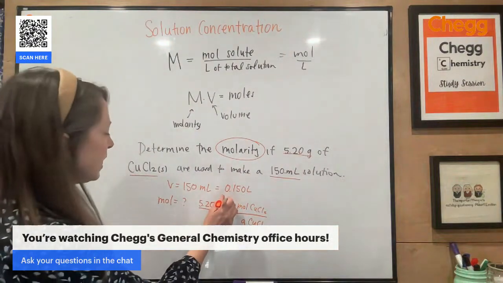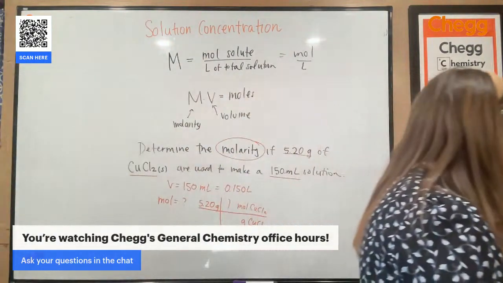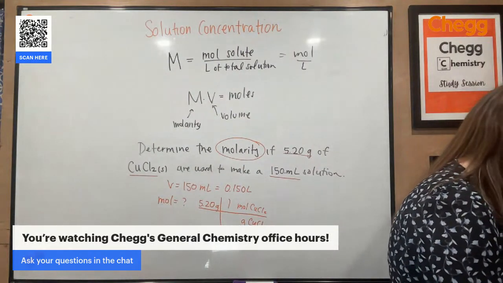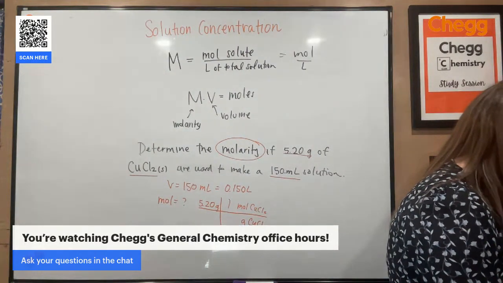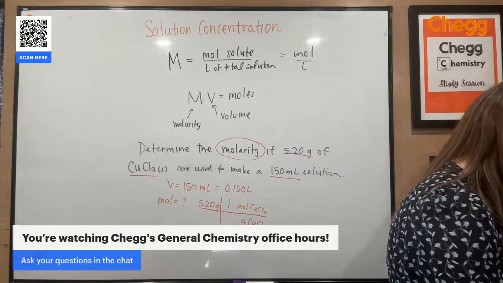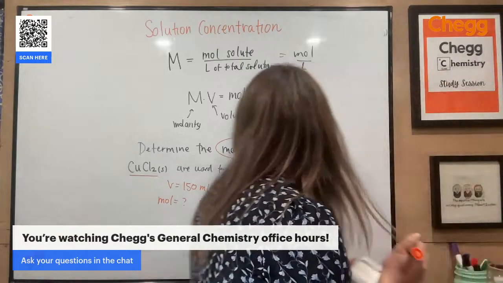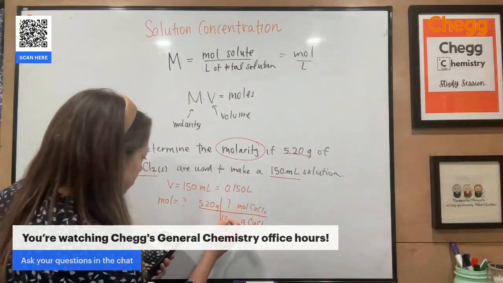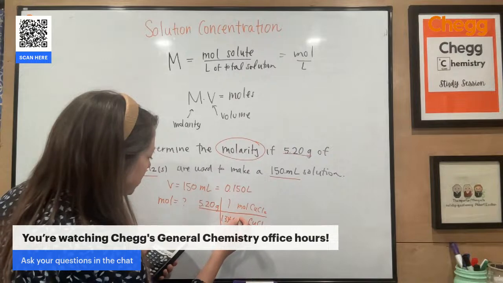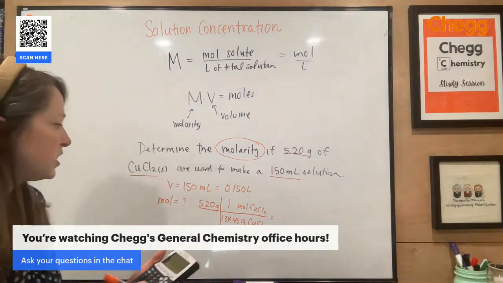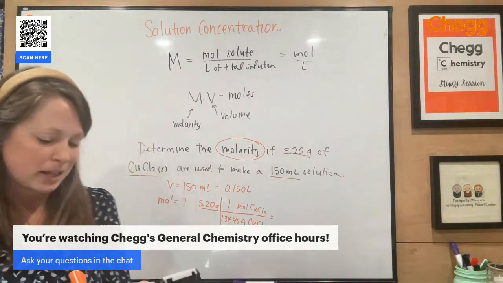So in 1 mole, how many grams is that equal to? I don't have that off the top of my head, so let me calculate that molar mass. Copper is 63.55, and then that has 2 atoms of chlorine, so 2 times 35.45. That gives me 134.45 grams. Anytime you're given the grams and you need to convert that into moles, you always end up dividing by that molar mass.